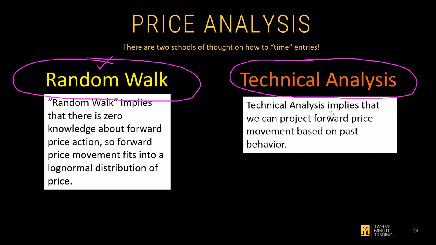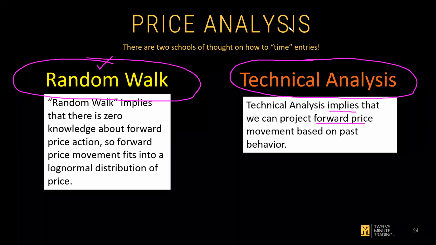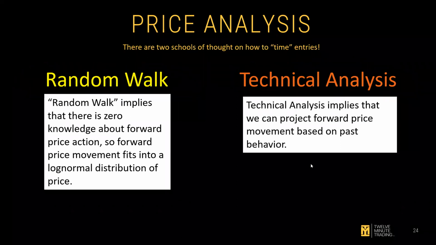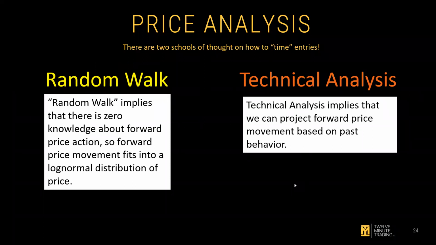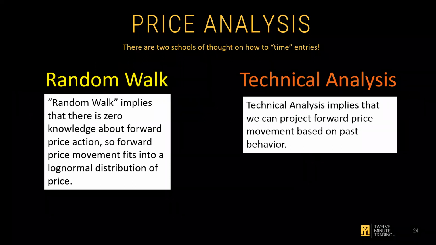So there is some implication that we can project forward price movement based on past behavior. I'm not going to go that far today. I'm going to say that we can analyze what's happening, or what could be happening, depending on whether we break out or break down from a certain Darvas box. That's about as far as I'll go with that. But that's generally the two religions that are part of price analysis out there in the market.